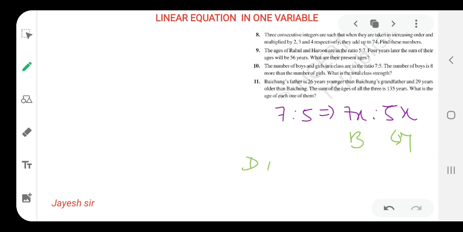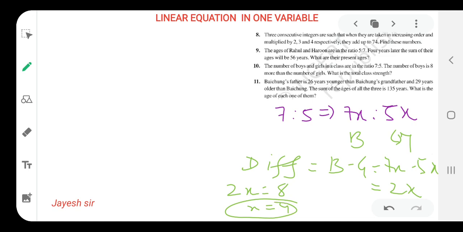What can we show, friends? The difference between boys and girls, that is b minus g, is equal to 7x minus 5x, that is 2x, and that difference is 8. Yes, it is given that the number of boys is 8 more, so the difference 2x is equal to 8. After writing it as an equation we can solve it: 2x is equal to 8 and x is equal to 4. We will get that.